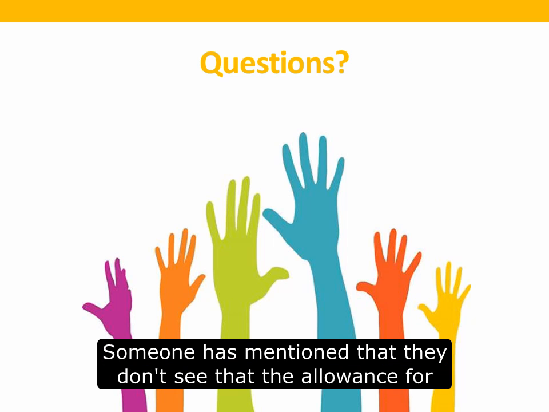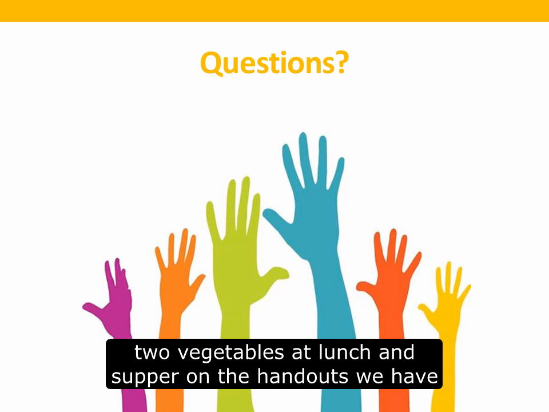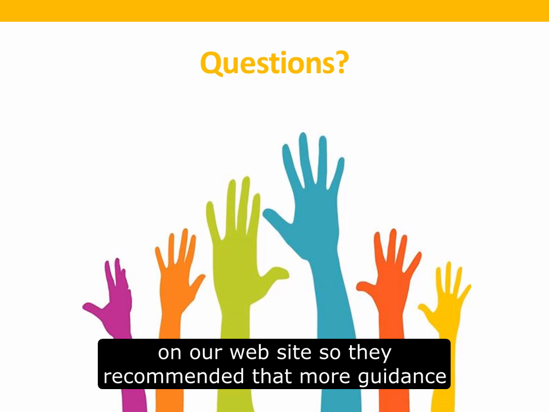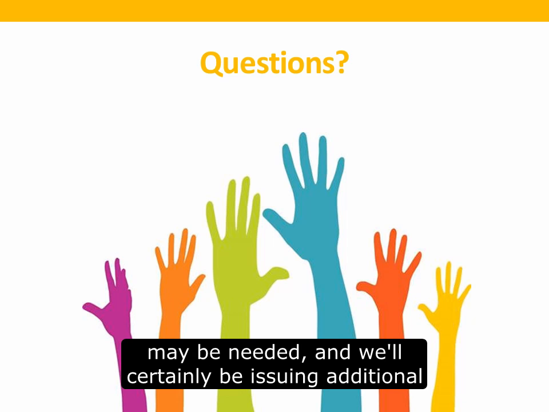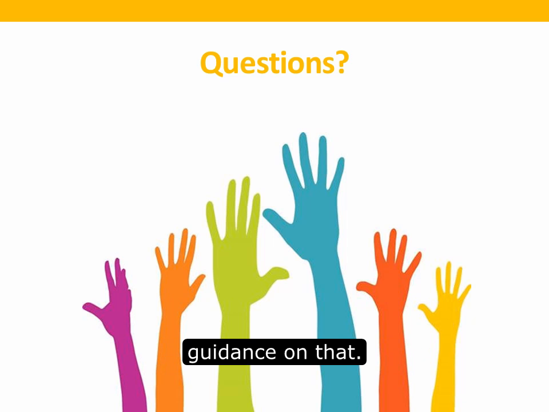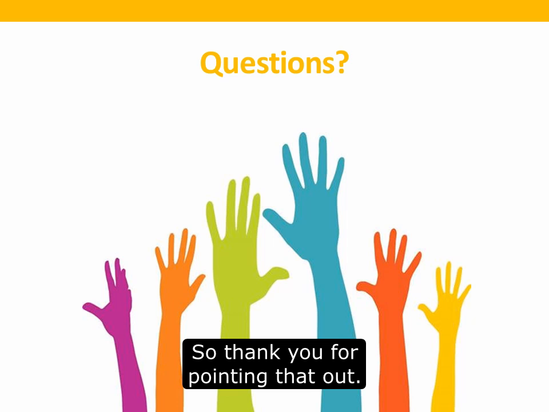Okay, someone has mentioned that they don't see the allowance for two vegetables at lunch and supper on the handouts we have on our website. So they recommended that more guidance may be needed, and we'll certainly be issuing additional guidance on that. So thank you for pointing that out.